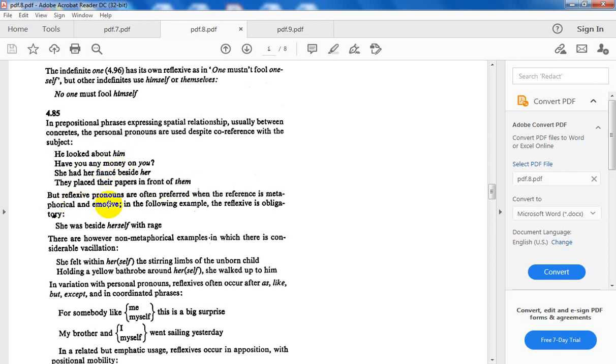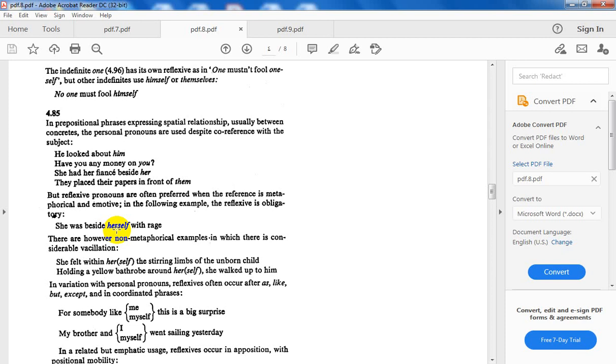But reflexive pronouns are often preferred when the reference is metaphorical and emotive. In the following example, the reflexive is obligatory. She was beside herself with rage. يعني هنا نشوات تشد من إزر نفسها. Here, though it is a prepositional phrase, this reflexive pronoun is obligatory. The meaning here is not real. The meaning is metaphorical, مجازي.